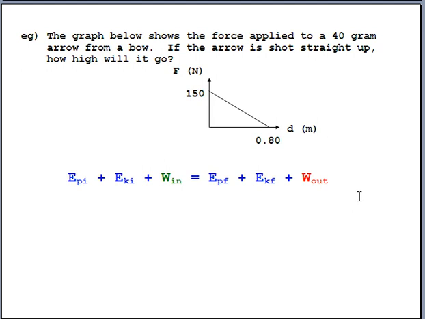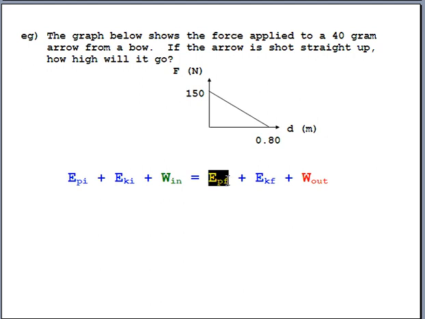So as I look at this equation, I'm going to start on the ground, no EPI. I'm going to start with the arrow in the bow, not moving, so that's 0. The force, varying as it is, will do some work. No problem. I have a plan for forces that change. It just involves finding area.